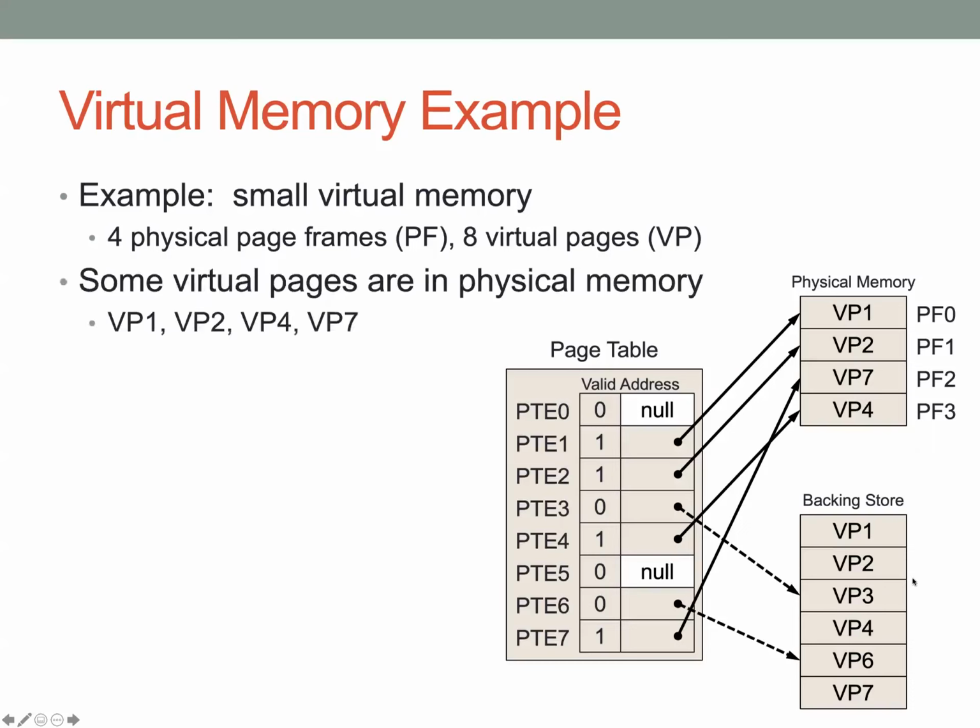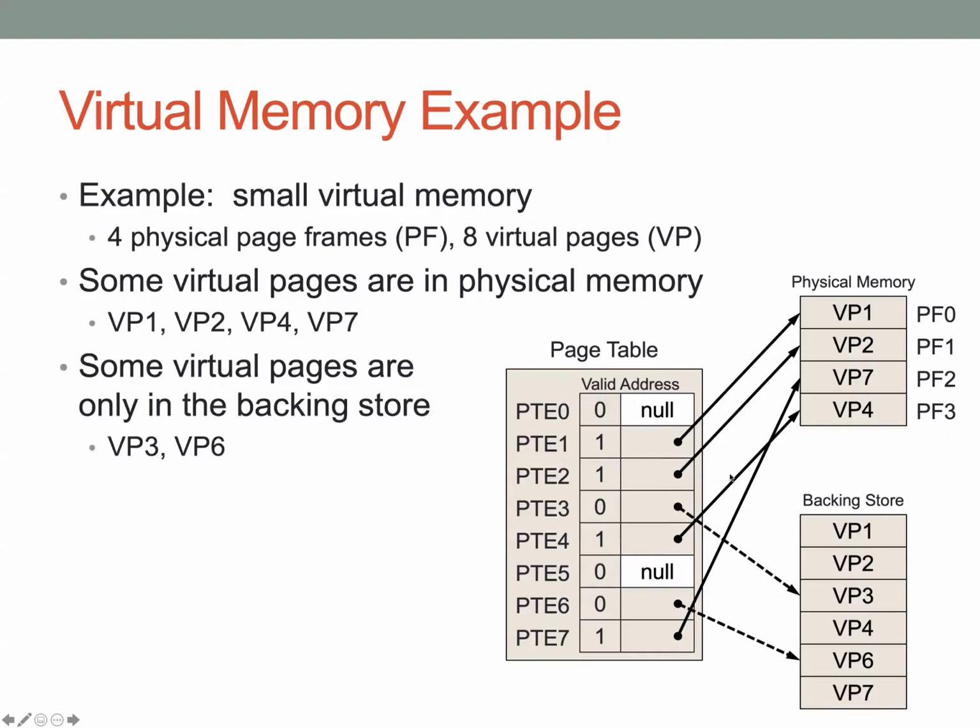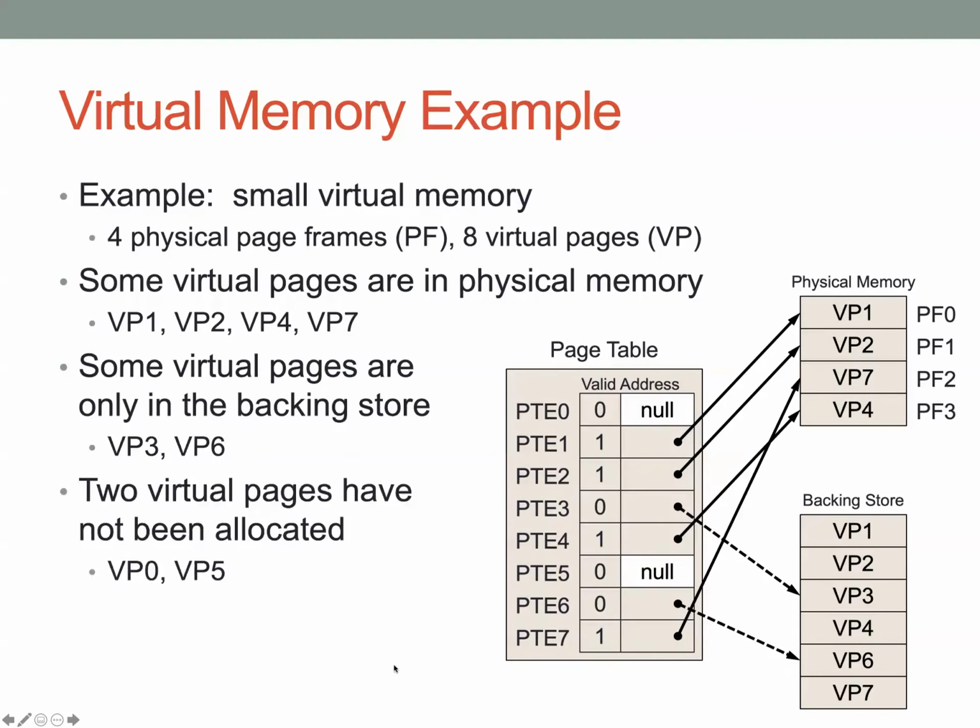So you see some virtual pages are in physical memory. So the page table says PTE1 or page table entry 1, 2, 4, and 7 are all in physical page frames. Some virtual pages are only in the backing store. Notice the valid bit is 0, but there's some other value in the rest of the page table entry that somehow the OS interprets as it's right here. And same thing with page table entry 6. It's not valid, but the OS knows somehow that the page's contents are actually stored on the backing store instead of in physical memory. Okay.